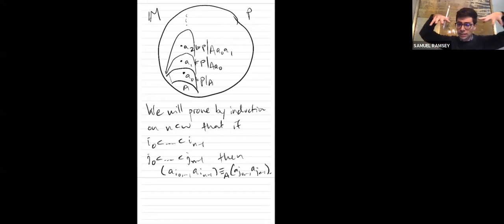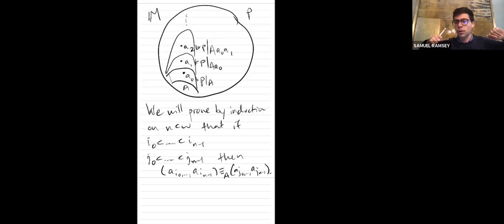Of course, this is what we need to prove if we want to prove that the sequence is indiscernible. That if we take any two increasing n-tuples from our index set, which in this case is omega, that the tuples that they index have the same type. So we generated a sequence in a particular way, and now we want to check that they all have the same type. And we're going to do that by induction on the length.